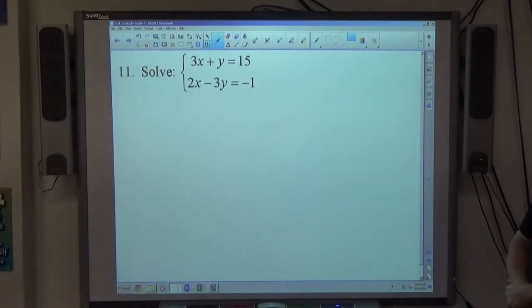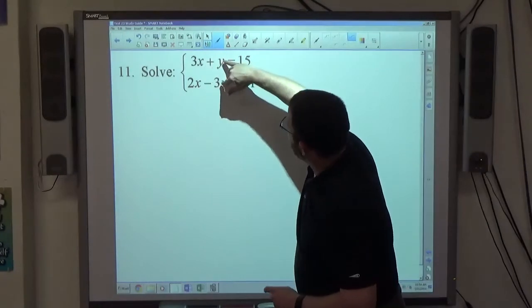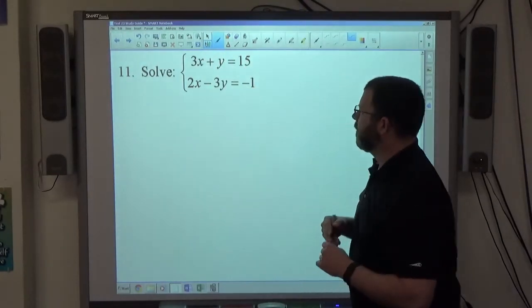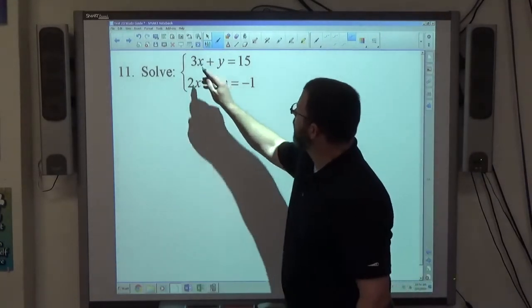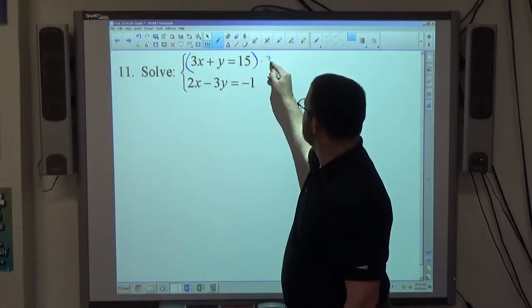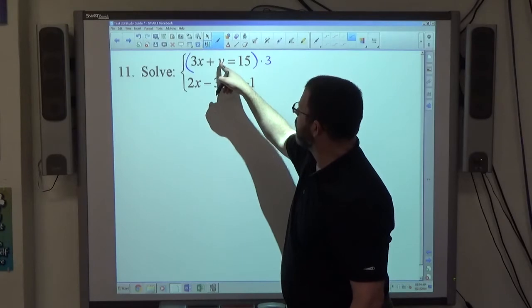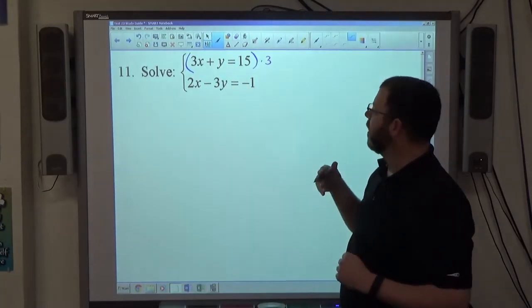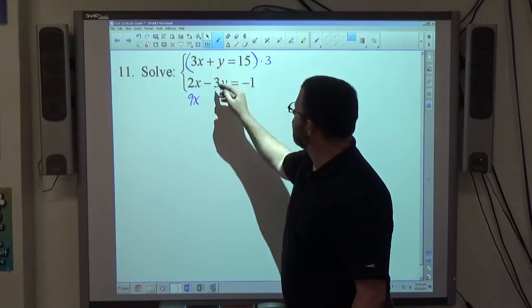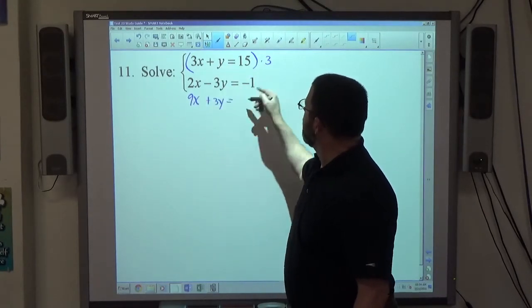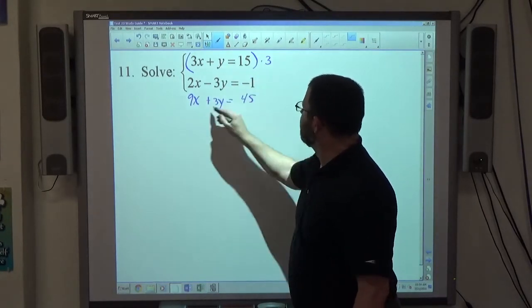Number 11, solving a system of equations. This setup here with x then y equals number for both lends itself better to elimination than substitution. So I would take the top equation times 3, seeing that if this becomes positive 3y to match with that negative 3y, elimination will happen. So 3 times 3x is 9x. 3 times y is plus 3y. 3 times 15 is 45.